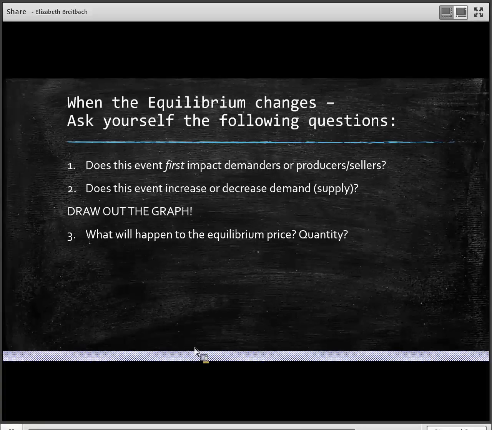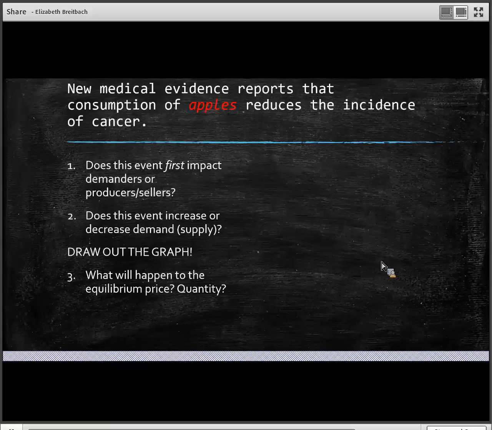All right, so let's look at our first example. New medical evidence reports the consumption of apples reduces the incidence of cancer. What I did here is I highlighted in red and italicized the word where we're thinking about which market. So, new medical evidence reports that the consumption of apples reduces the incidence of cancer. How is this going to impact the market for apples? I want you to think about that. Do you think that all of a sudden it's going to change the demand for apples or the supply for apples? Well, it's really easy to say, well, it's going to increase supply because there are going to be more people who want to buy apples.